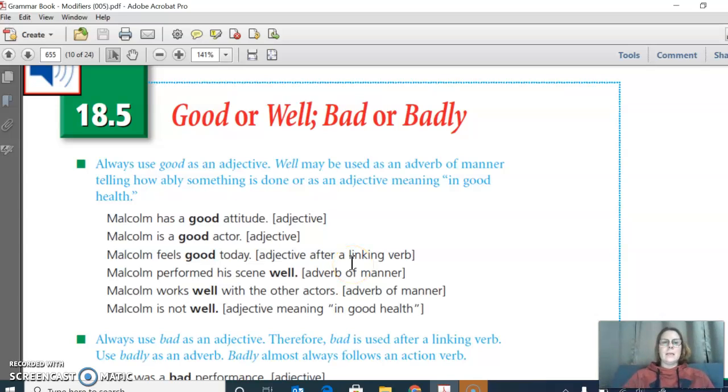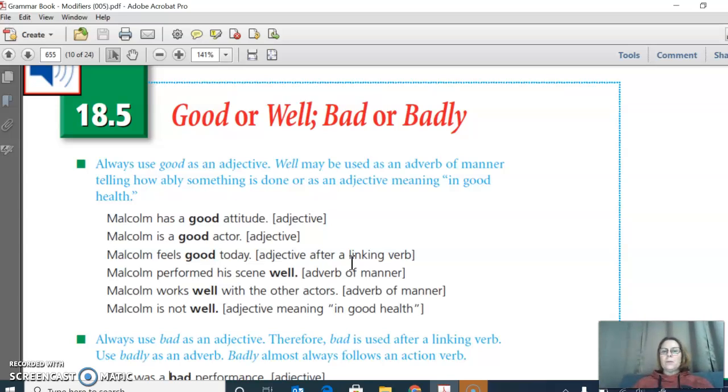This week's grammar lesson is about using good versus well and bad versus badly. So you always use good as an adjective, and a reminder that an adjective is a word that tells how many, which kind, which one or ones, and usually will describe a noun or another adjective. And an adverb is a word that's going to usually describe a verb. It's going to tell you when, where, how, why, and to what extent or manner.